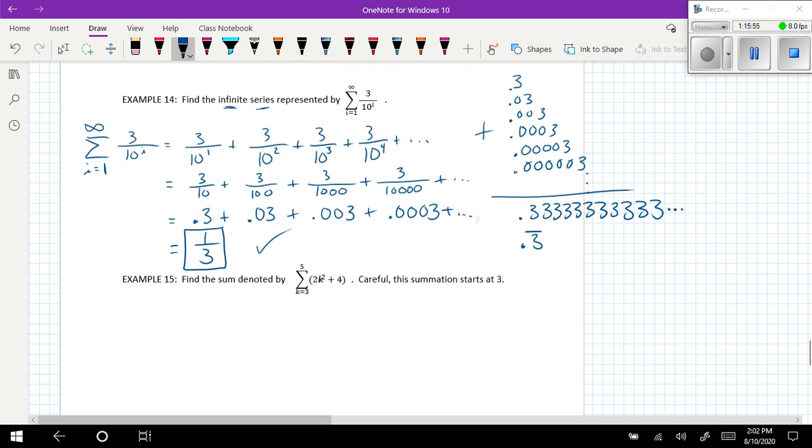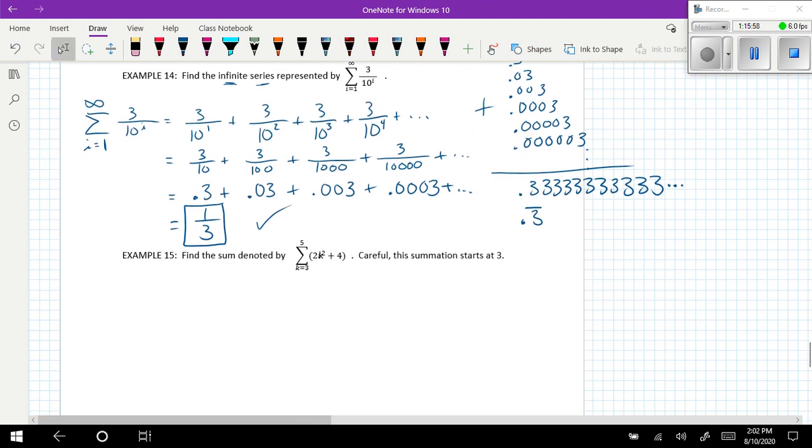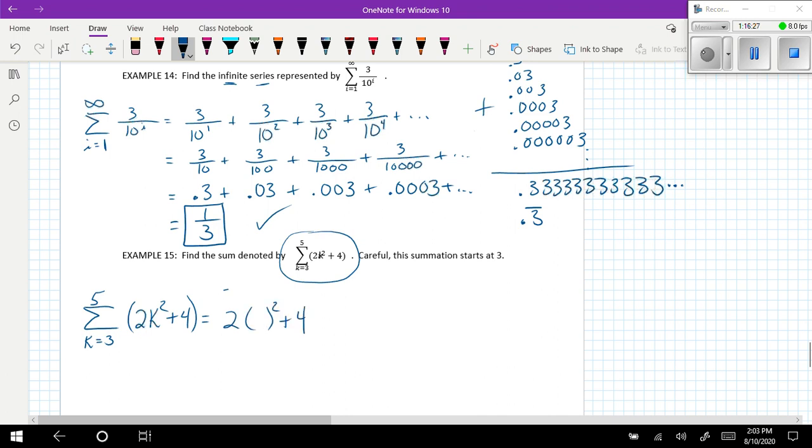All right, another little simple problem. Find the summation denoted by the summation as k goes from 3 to 5 of 2k squared plus 4. Careful, this summation starts at 3. So I'm going to write this over here, the summation as k goes from 3 to 5 of the quantity 2k squared plus 4. So this is going to allow me to start. Here's my first term. I think I'll put it in brackets this time just to be a little different. I'm going to put a 3 in.